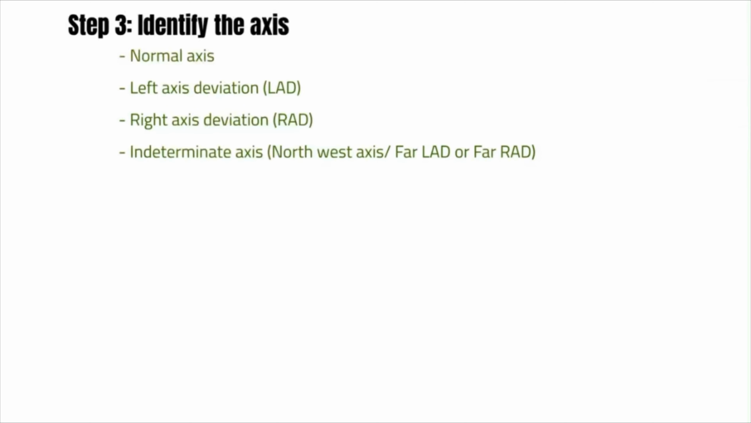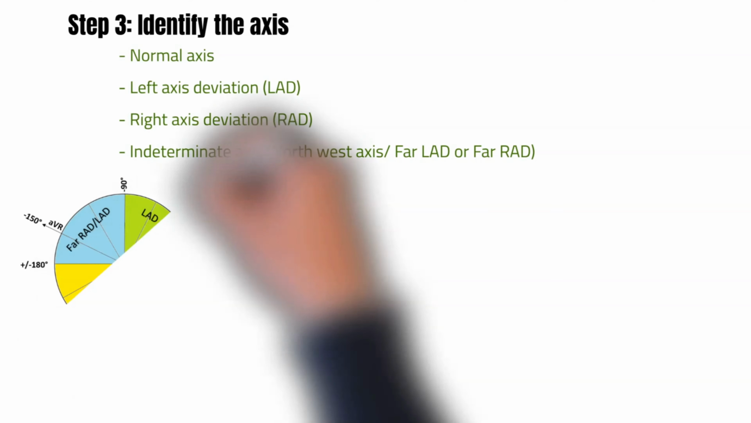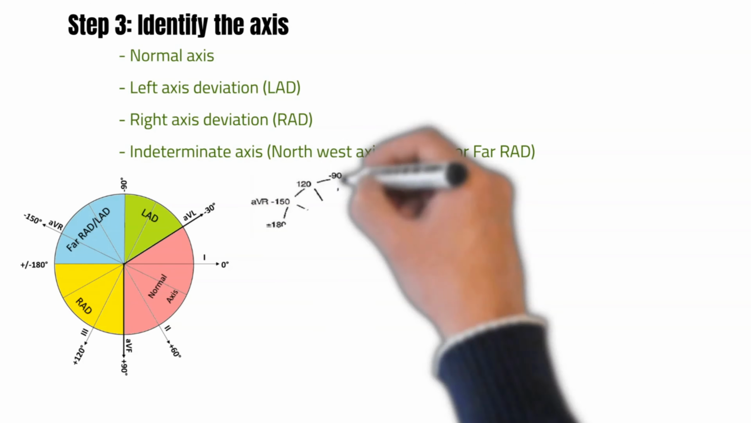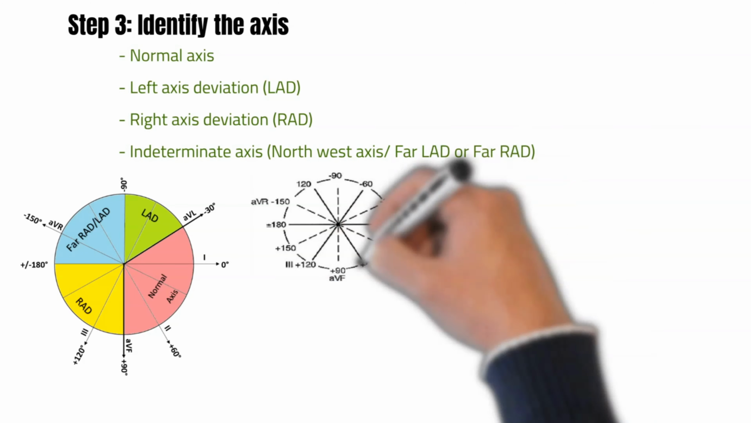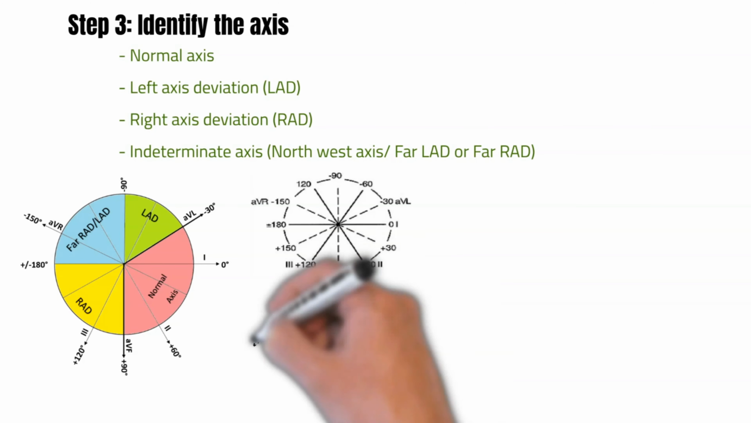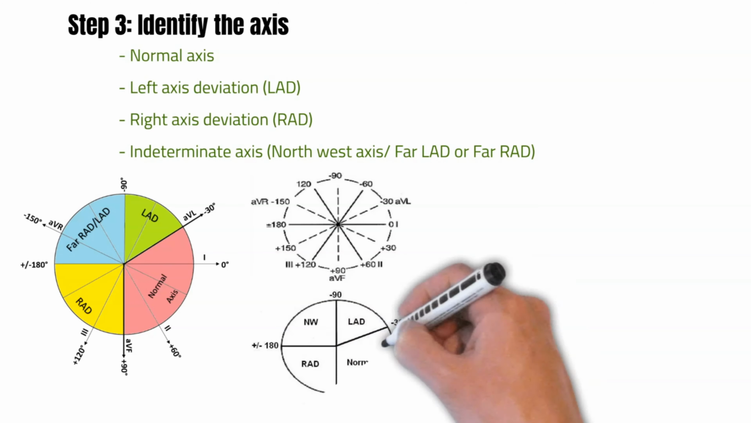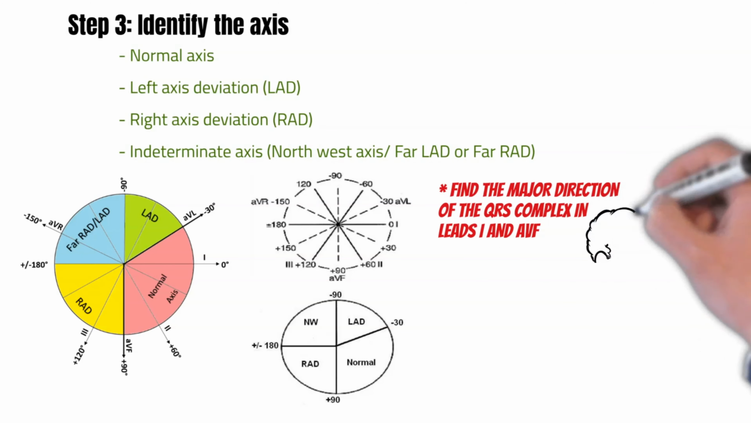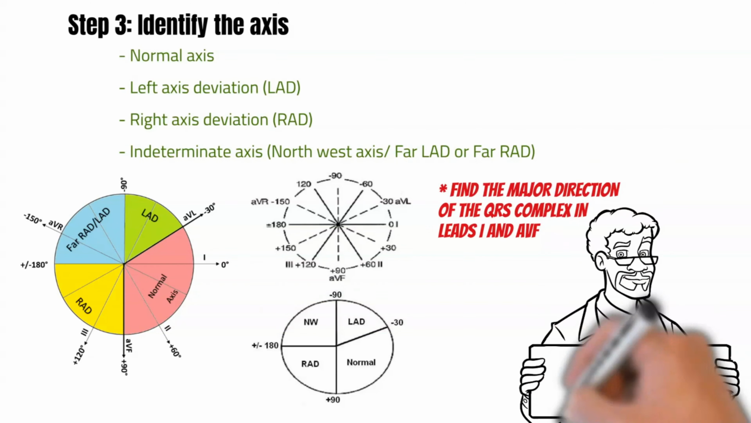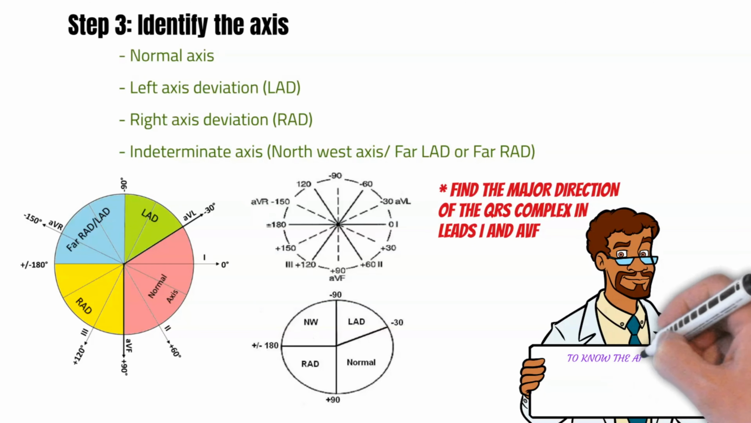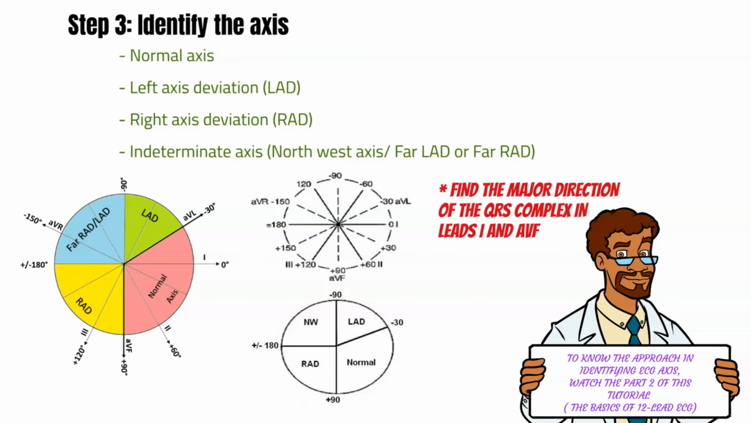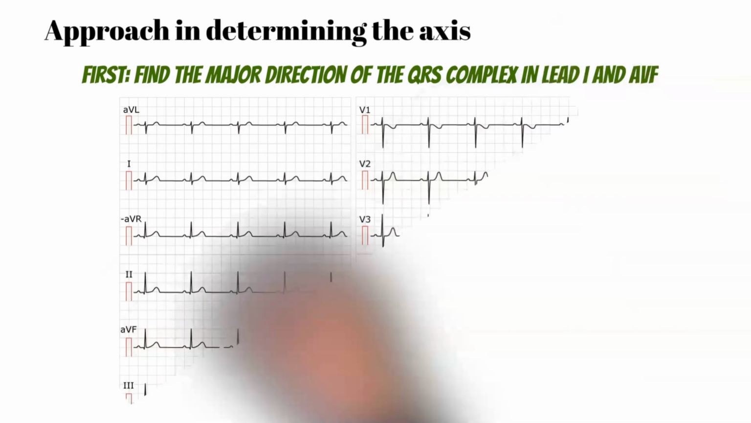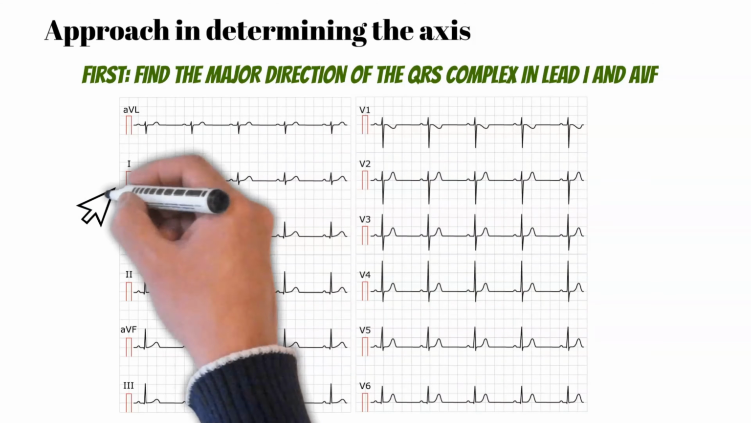Alright, in order for you to determine the axis of an ECG, you should memorize the Cabrera system of cardiac axis, or at least have this with you when reading an ECG. So this is the Cabrera system. If you remember in part 2 of this tutorial, I mentioned that the fastest non-specific method to determine the QRS axis is to find the major direction of the QRS complex, whether it is positive, meaning upright deflection, or negative, downward deflection, in leads 1 and AVF.